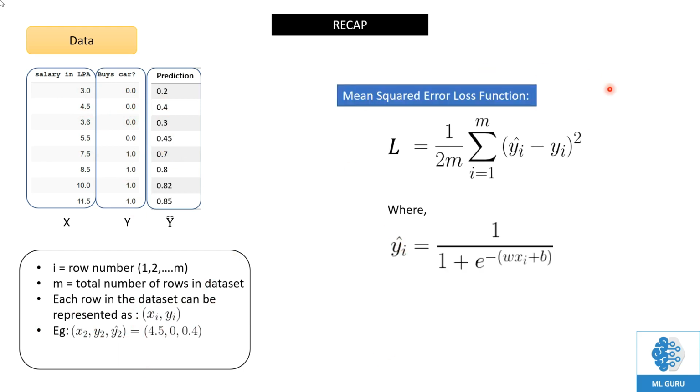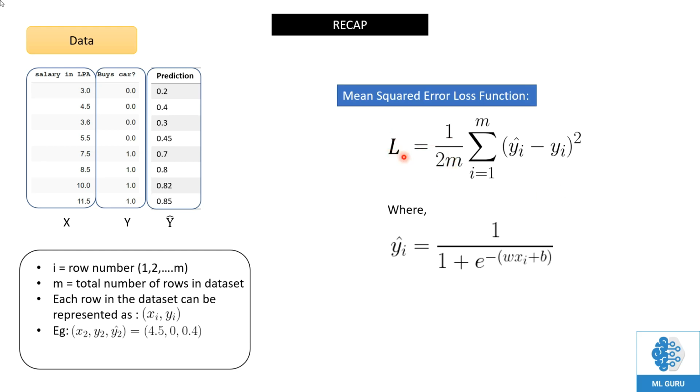Now this was your mean squared error loss function, which is the summation of the squared difference between your predicted value and your actual value. You calculate this for each ith point or ith row in your data set, sum it up and then take the average. Also, if you are surprised why you have this 2 here instead of just 1 over m, this 2 is just for simplification. In the later part of this video, we will see why we have to add this 2.